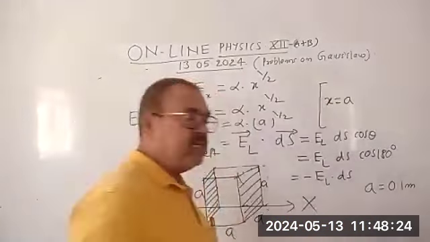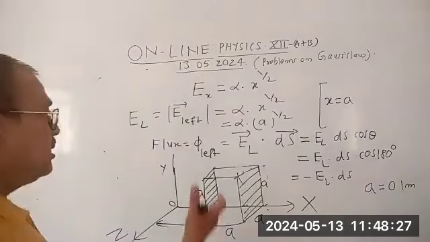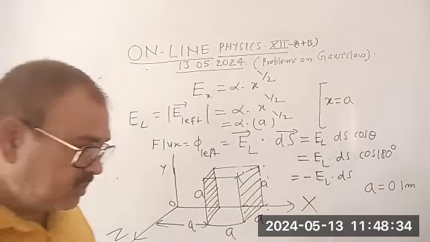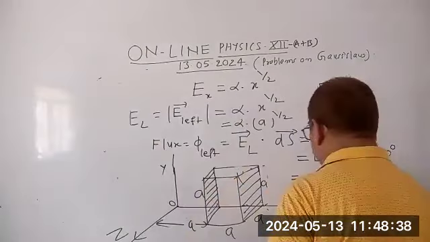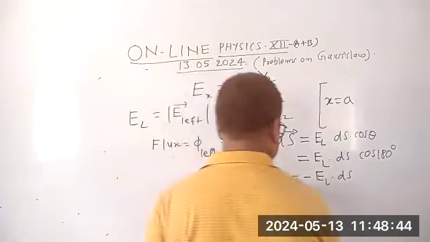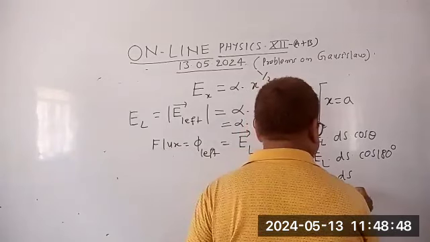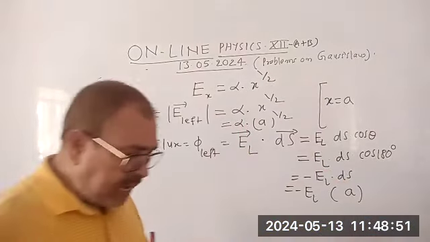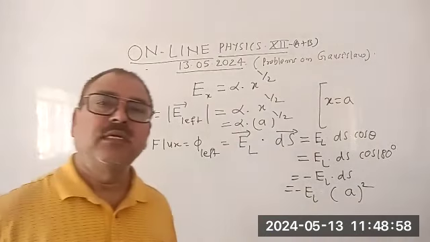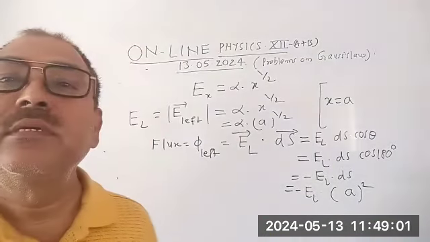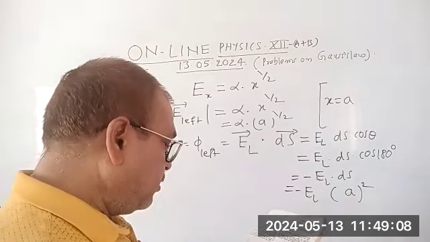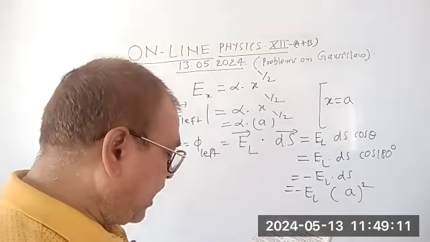The formula gives minus E_L dS. Now it is easy to put the value: alpha a raised to 1 by 2 times dS. How to write dS? This is the area of the side: side into side, side square. So E_L times a square is the value of the electric flux on the left hand side.